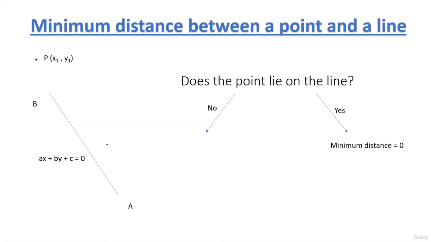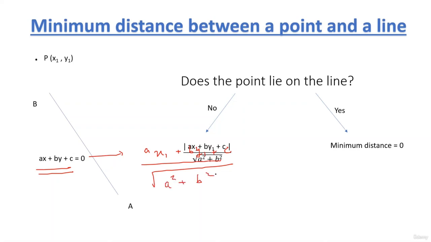So the equation of the line is ax plus by plus c, right guys? In that, you substitute the coordinates of the point x1 y1, so you will get ax1 plus by1 plus c, right? And this you divide by the square root of the sum of the squares of the coefficients. So putting it properly, this is the formula for the distance between a point having coordinates x1 y1 and the line having equation ax plus by plus c is equal to 0. I will demonstrate this with the help of an example.